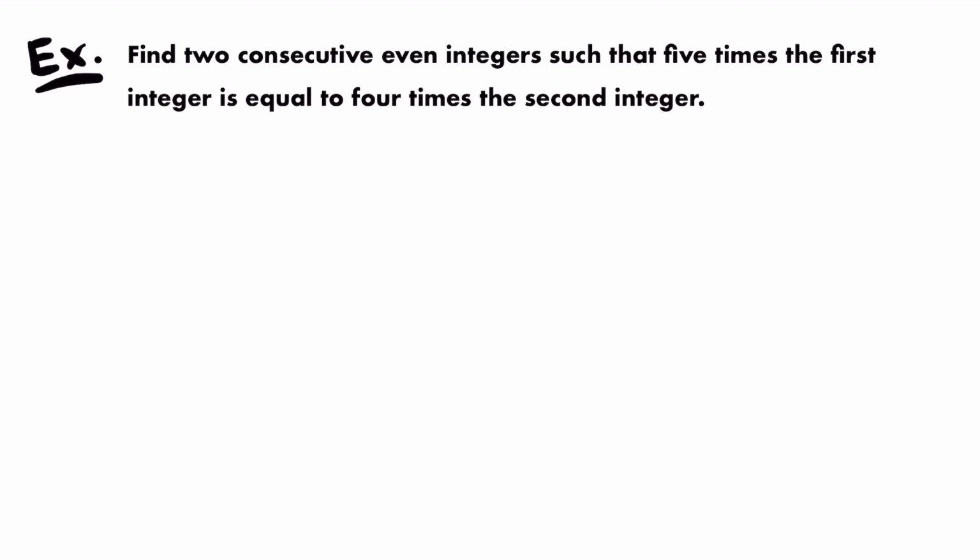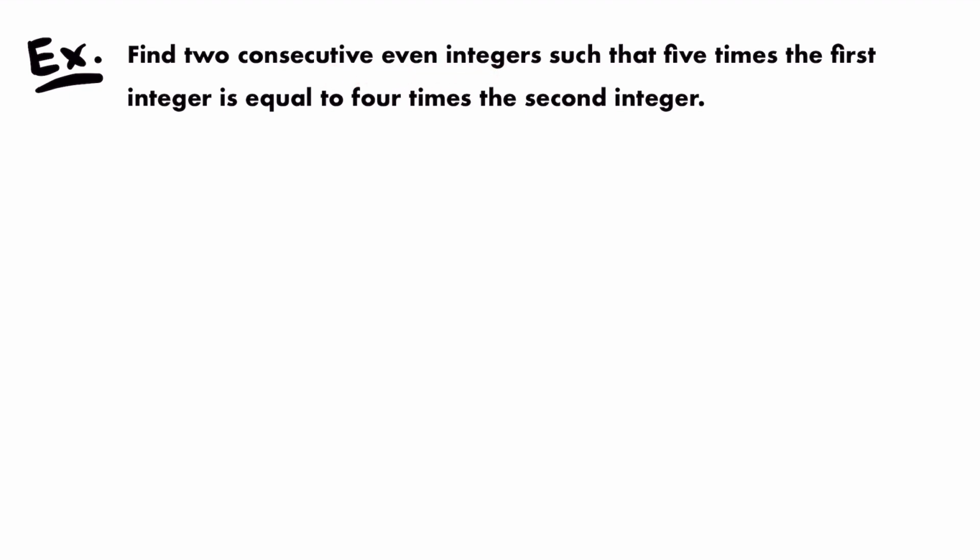All right, so for our final example, we want to find two consecutive even integers such that 5 times the first integer is equal to 4 times the second integer. This one's a little bit more involved. So let's start by writing down how we're going to represent the two consecutive even integers that we don't know. We're being told to find those two consecutive even integers, so clearly we don't know them.